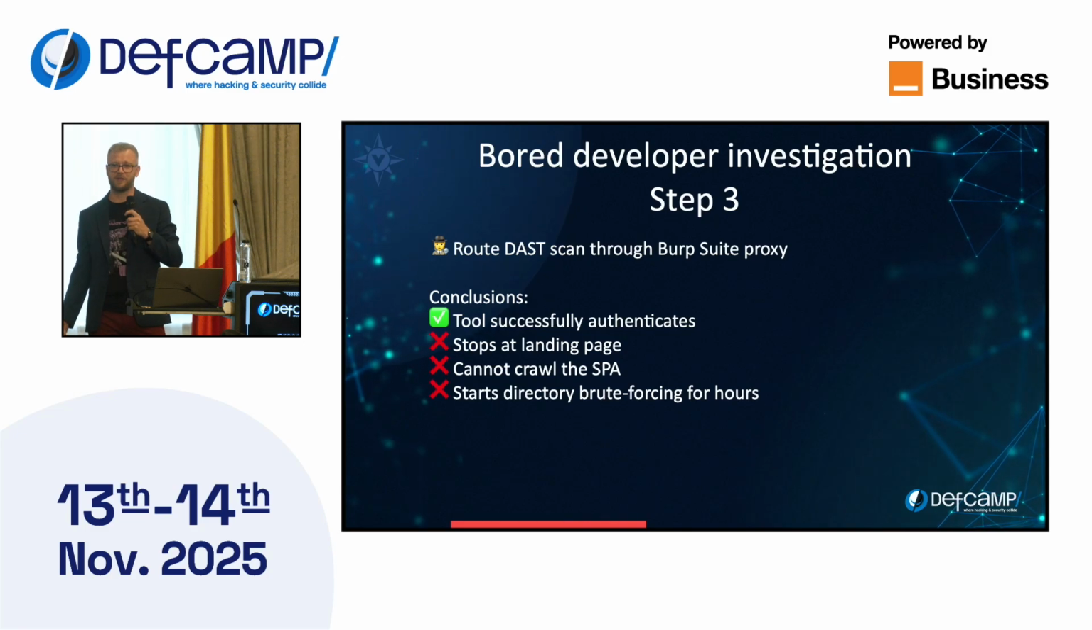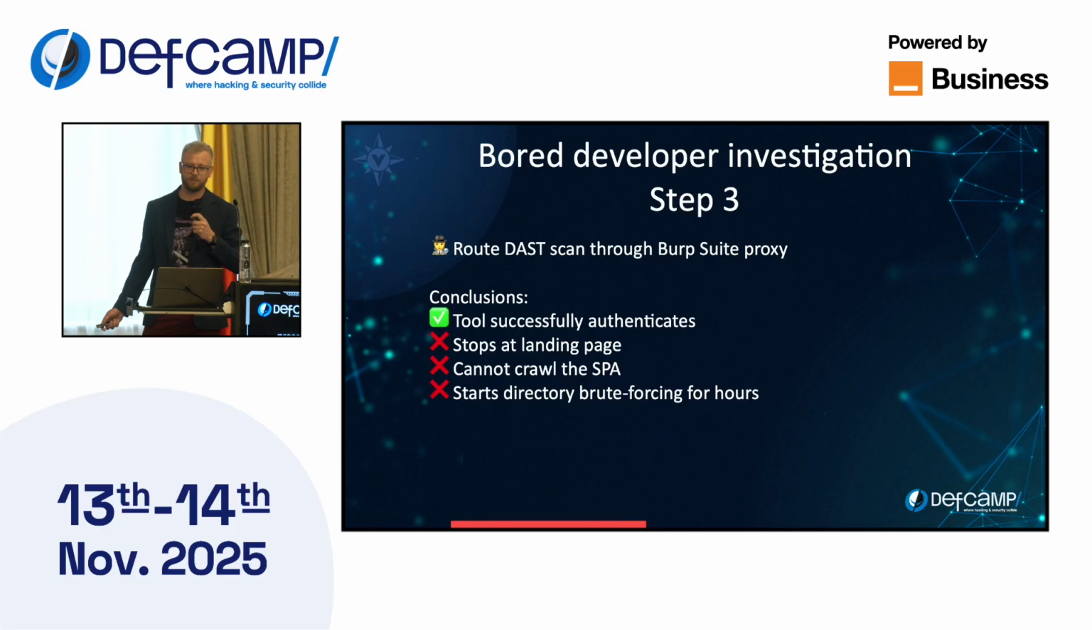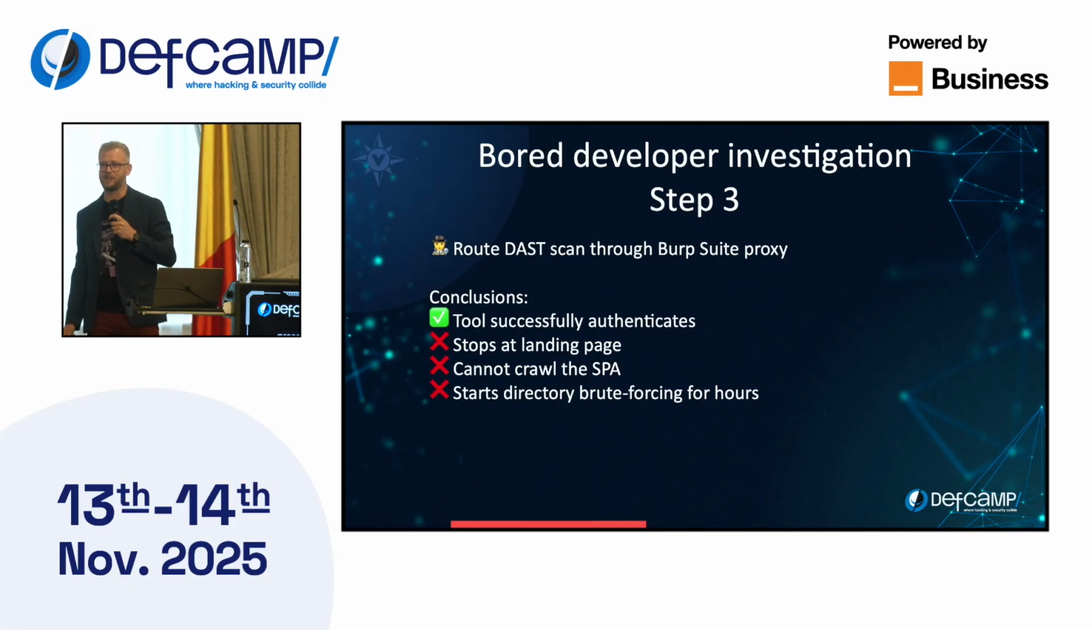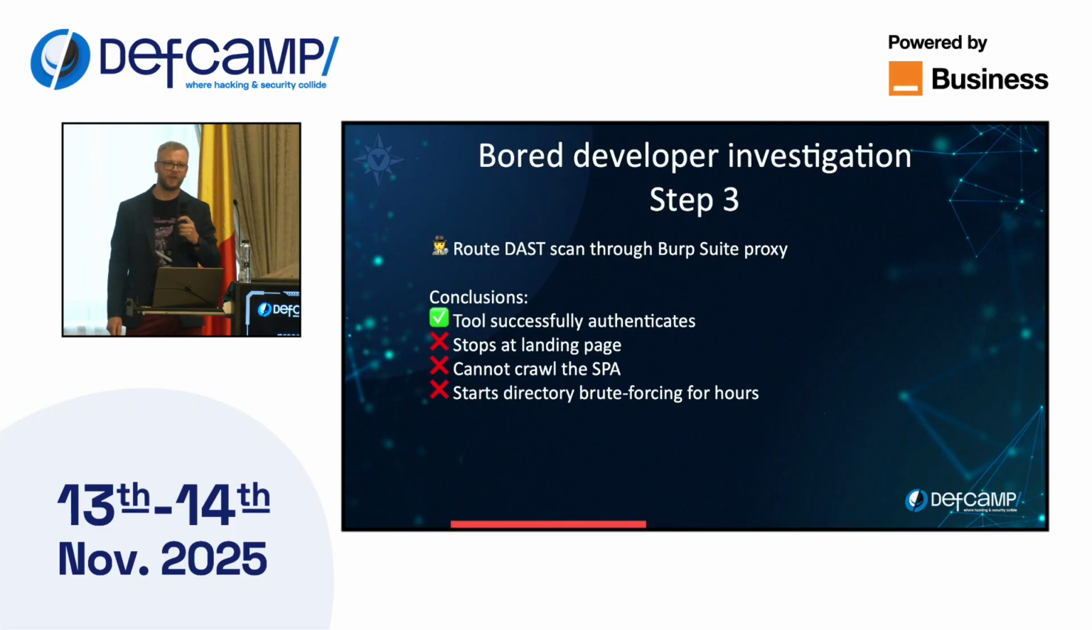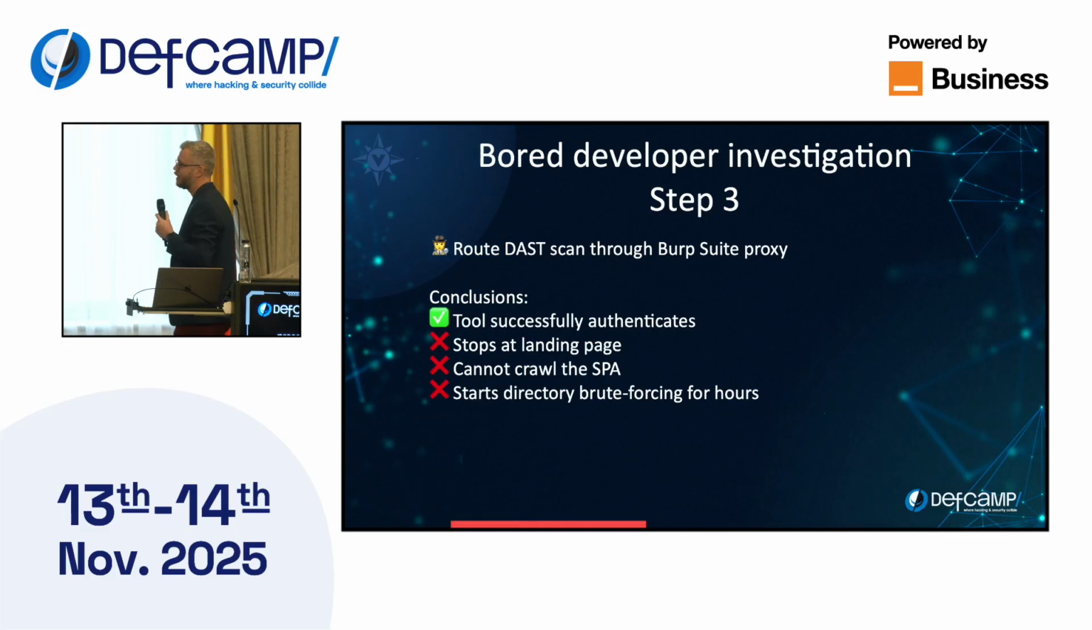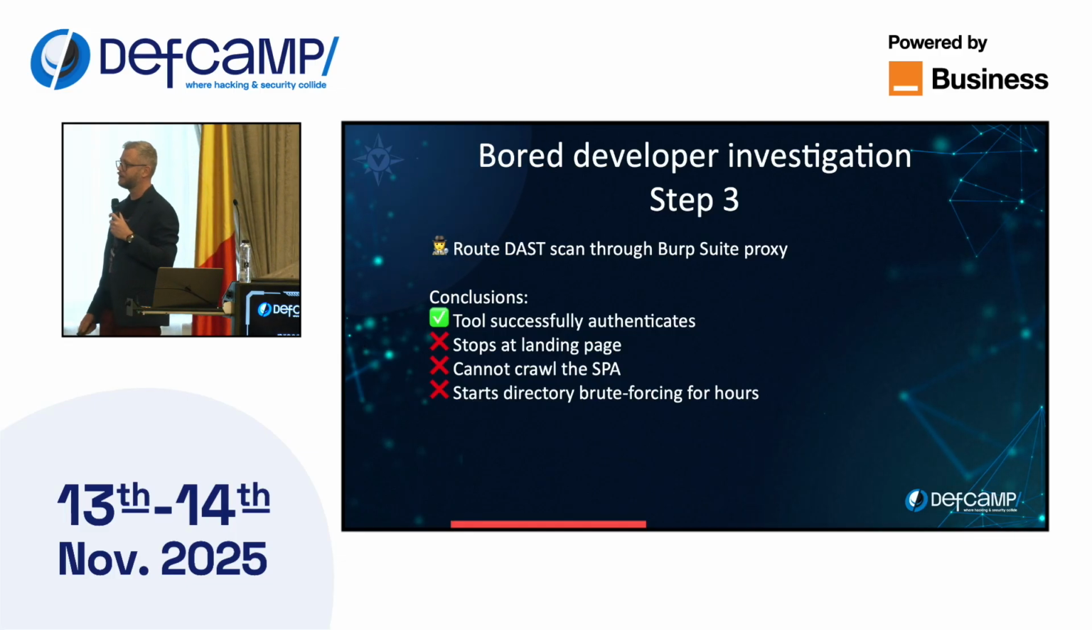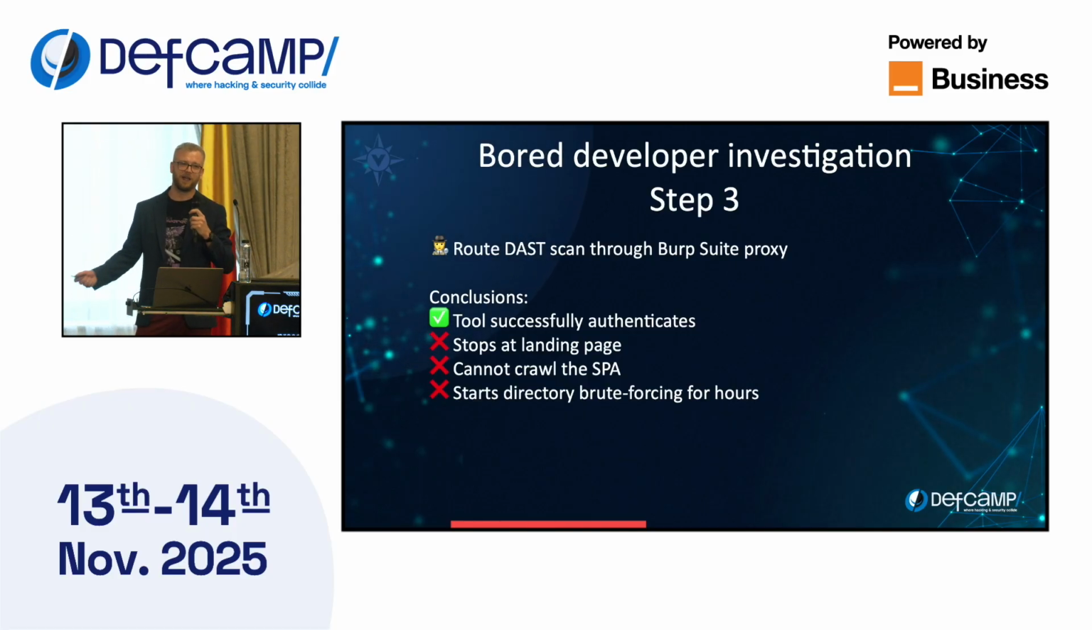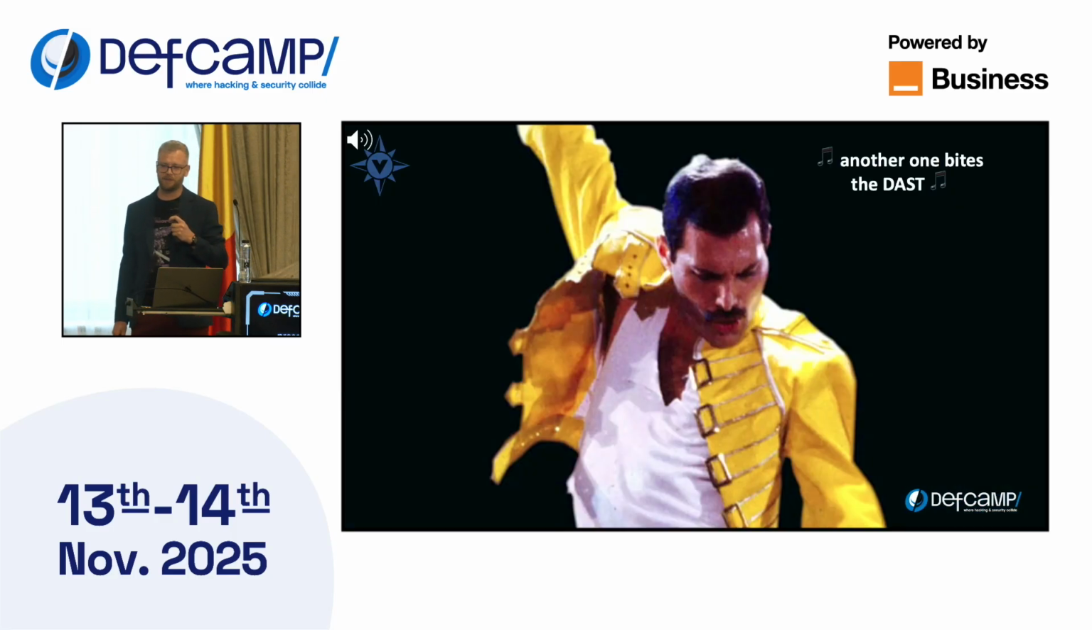Well, I found an option that it had a proxy, right? Well, cool, let's just run it through VerSprite in that case, and let's see what the requests are made of, right? So the conclusions were that the tool managed to successfully authenticate, right? But it stopped at the landing page, it couldn't crawl anything, and it started directory brute forcing for hours. So basically we were looking at the scan, it was running for 4 hours, and we saw the results. Not much to do about it, right?